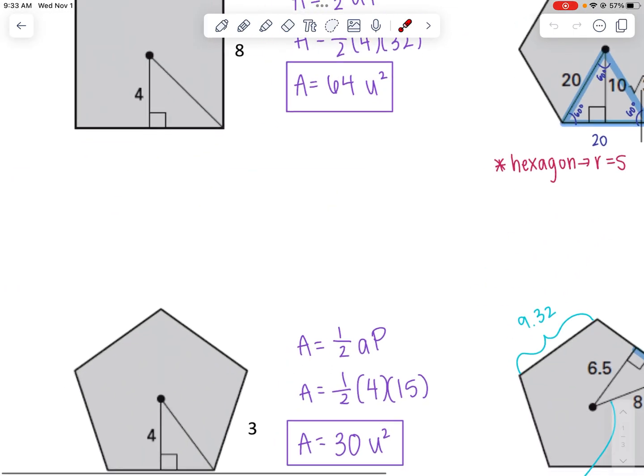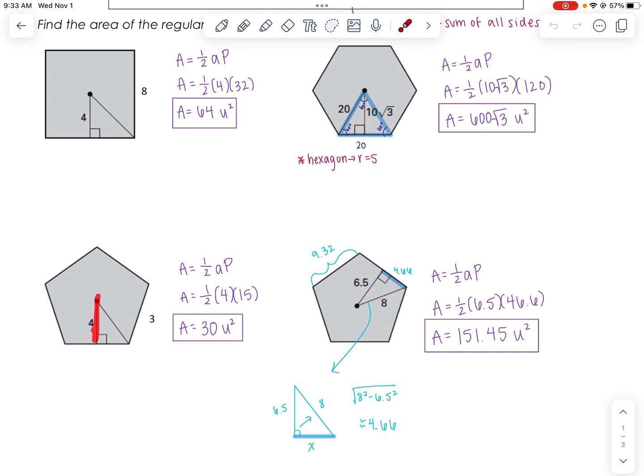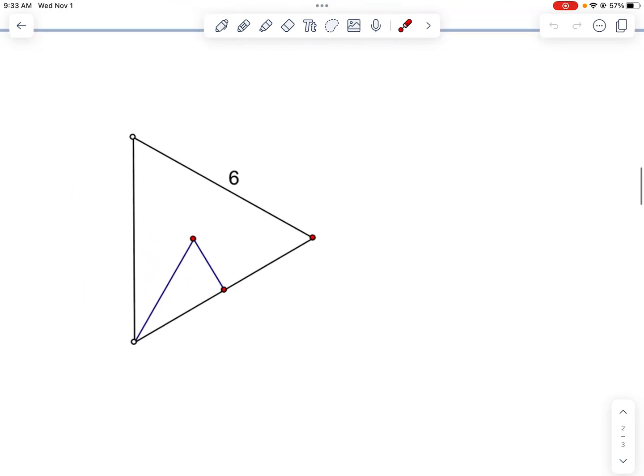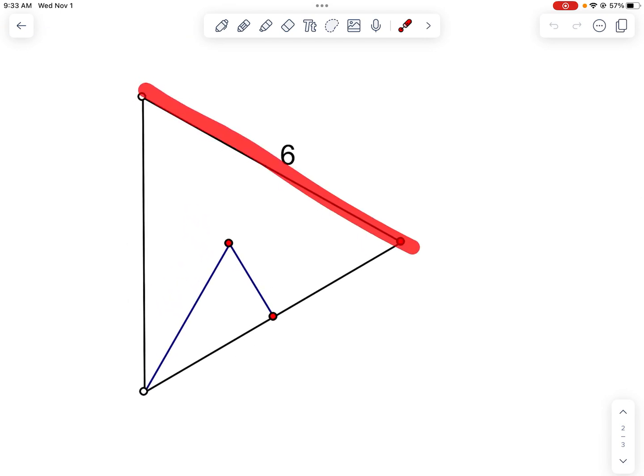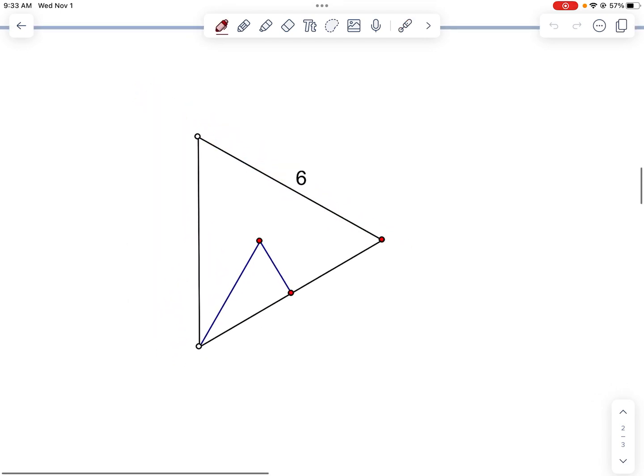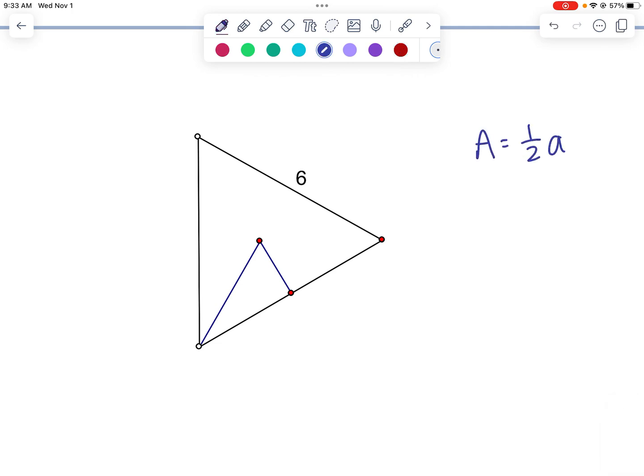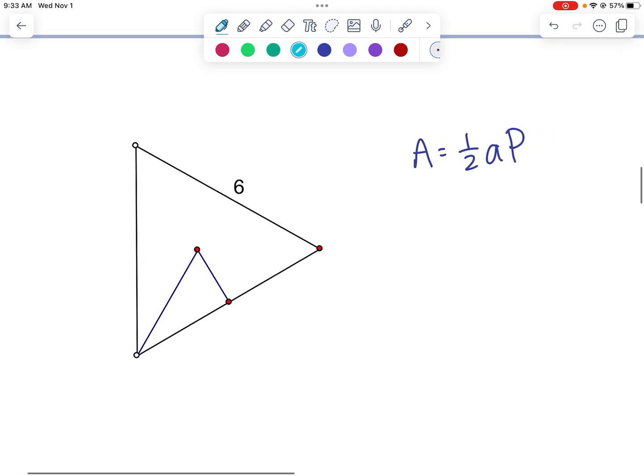So these first ones we did, we had the apothem. Remember, the apothem is a little height. We also had one side, so all I had to do was just plug it into that formula, being very careful of the perimeter. If I take a look at this example right here, I only have one side. So if I'm going to use that formula, area equals 1/2 the apothem times the perimeter. I have the perimeter. If one side is 6, all sides would be 6. So 6 times 3 would make the perimeter 18. What I'm missing is the apothem. I need that part right there.